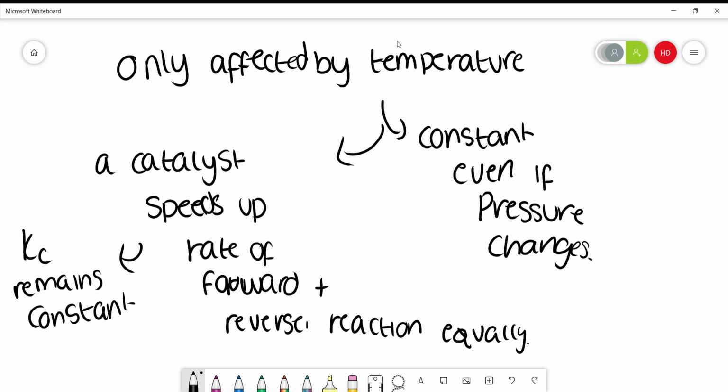And next time I'll talk about Kp and the position of equilibrium, which is all about Le Chatelier's principle and stuff. So yeah, that's it. Thank you guys. Bye.